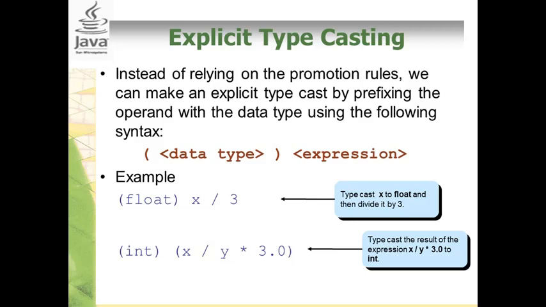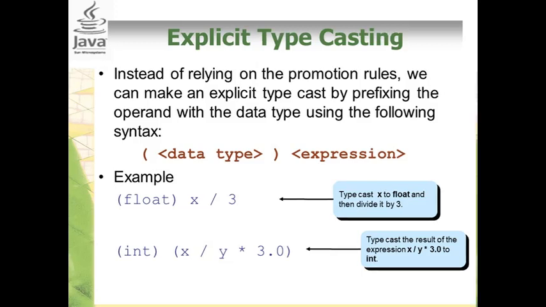In the first case, we cast, say, an integer as float. By putting it like that, x becomes float divided by 3, then the answer will be float. In the second case, say x integer, y integer, x divided by y, we get an integer result. Then when we multiply with 3.0, the result will be double. But after that, we put the casting integer there. That means the whole result will be changed to integer.